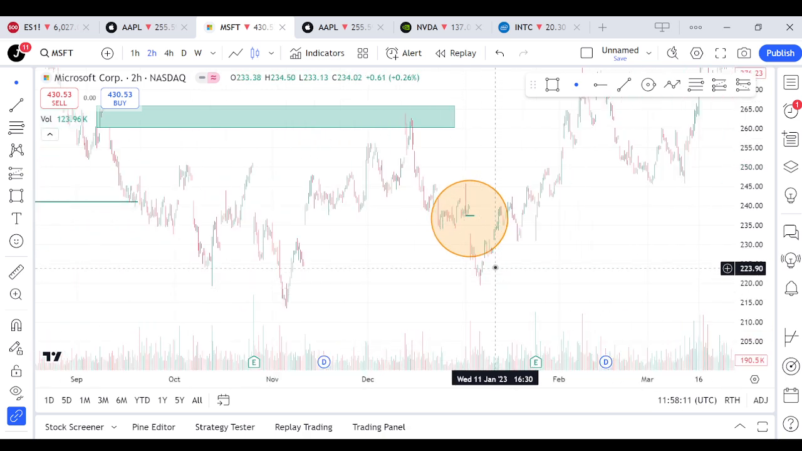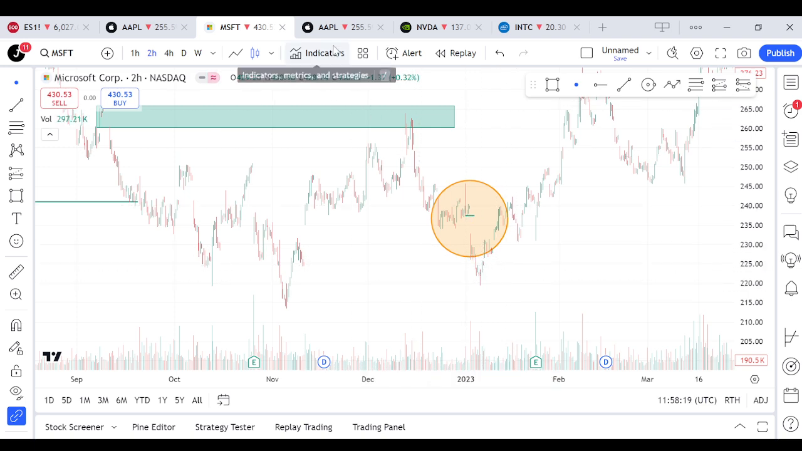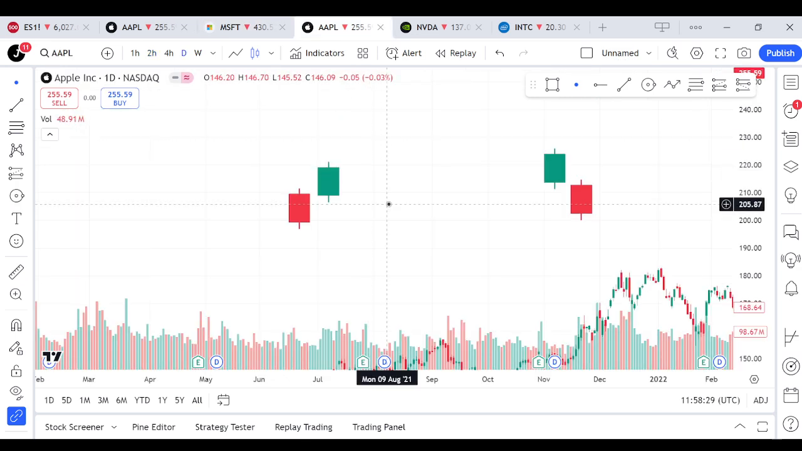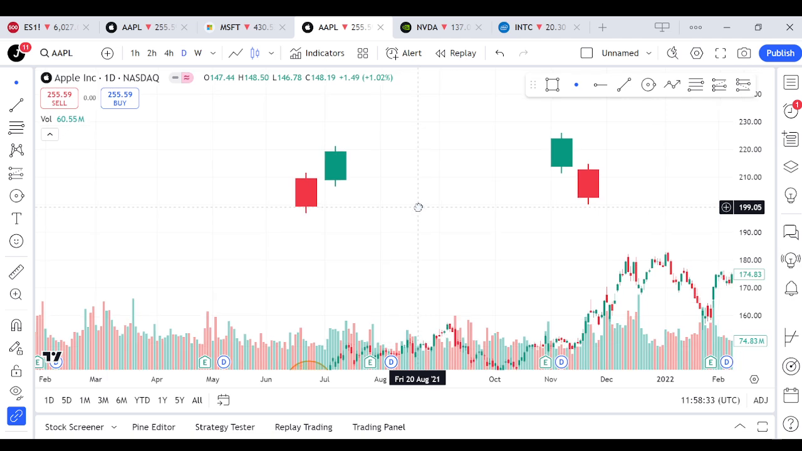So that is how you can use the rising three methods and the falling three methods as trend continuation candlestick patterns. Let's look at one more example of trend continuation candlestick patterns. We actually have a whole lot of them out there, but I'm just going to give you 2 or 3 examples. And the next on my list is the separating lines. So we have the bullish separating lines and the bearish separating lines.